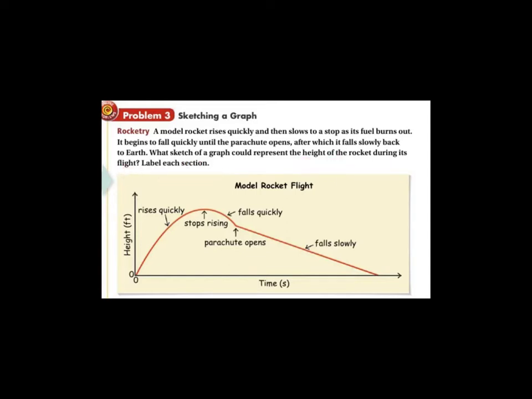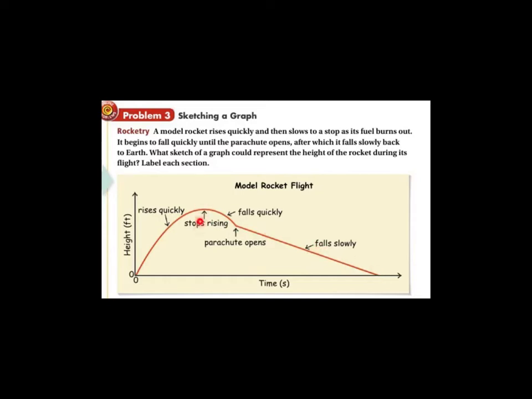Label each section. So someone has completed this one for us, and you see you have a long x-axis, a little short y-axis, time on the x, height on the y. You're always going to see time on the x because time passes in a linear fashion. Time passes from beginning to end. So it's a good way to show the passage of time to put it on the horizontal axis. Okay? And so they drew the curve, so it's rising quickly. Stops as it's burning out of fuel, falls quickly, and then the parachute opens and then it falls slowly.